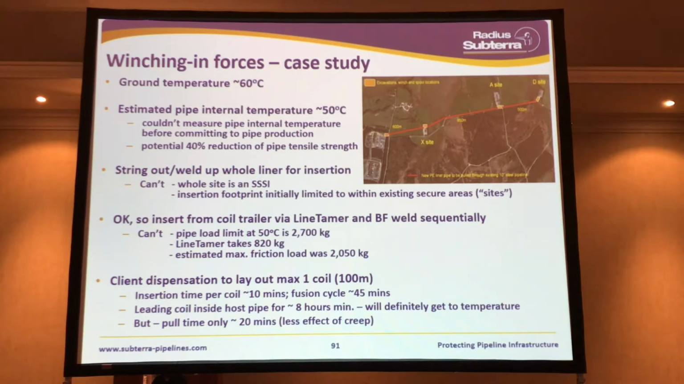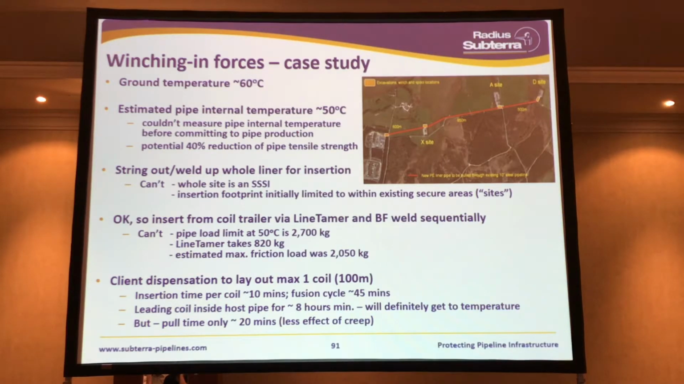So you'd say, well, why not just string all the liner pipe out in one go for 950 metres and horse it in as fast as you can so that the liner pipe's in before it realises what's happening. Can't do that because this whole area is a triple SI, and we're only allowed to go on those yellow squares. Okay, you'd say, well, why not bring it on site in drums, haul it through a line tamer, weld another section on, pull that through the line tamer and keep going. Well, you couldn't do that either. The line tamer at that size takes over 800 kilos. The predicted insertion load was going to be 2 tons, and we only had 2.7 tons to play with.